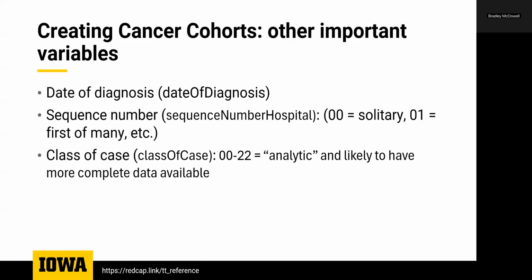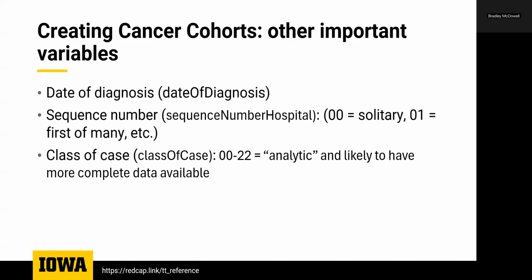It's important to know that the sequence number hospital only captures those that are at that particular hospital. The sequence number central is supposed to give you the sequence number of all cancers, regardless of where they're diagnosed. But it is very difficult for one particular hospital to know that information. They might not know it at all. And so that might not be accurate if it's coming from a specific hospital.